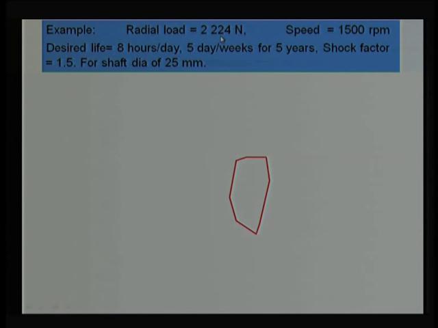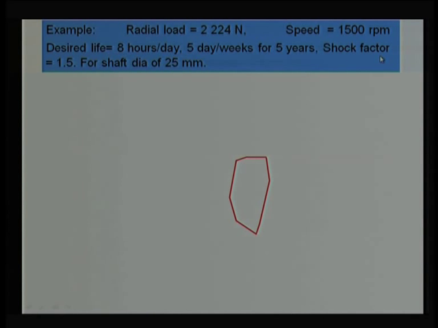Now, let us take one example. The applied load on a bearing is a radial load, and the value of the radial load is 2224 Newton. The speed of operation, obviously the rotational speed, is given as 1500 RPM, 1500 rotations per minute. What is the desirable life? We want to operate that machine 8 hours in a day, usual, 5 days in a week, again common practice, and we want the bearing in the machine to survive for 5 years.